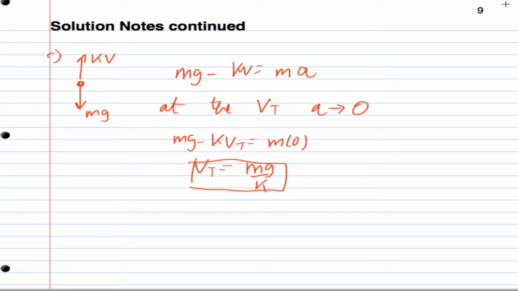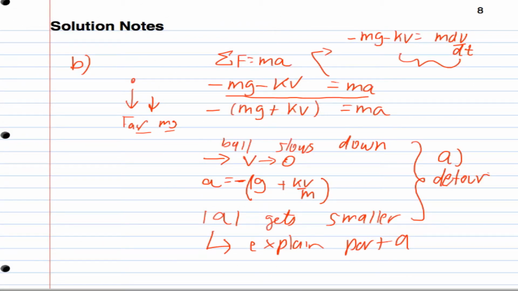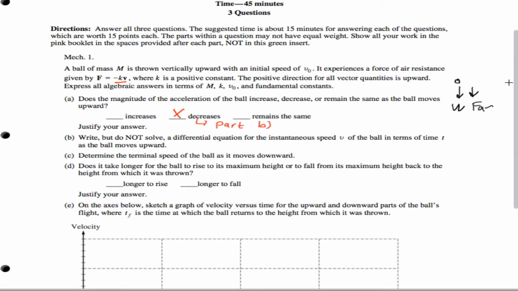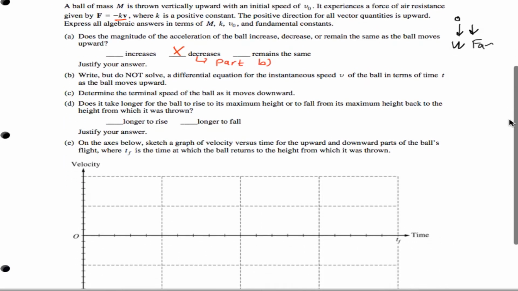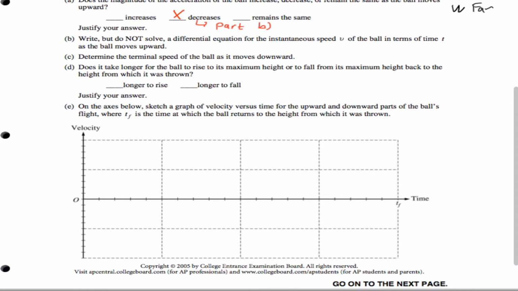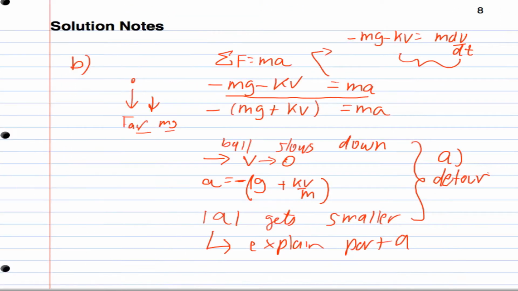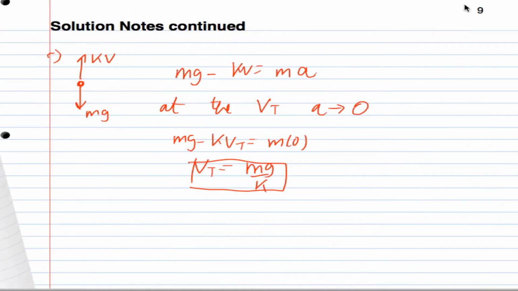Now let's talk about part D. Does it take longer for the ball to rise or fall from its maximum height back to the height from which it was thrown? So this is actually a little bit of a trickier question, but we can figure it out. So let's think about this. I start off at a really fast speed, and then I slow down and I reach my max height.